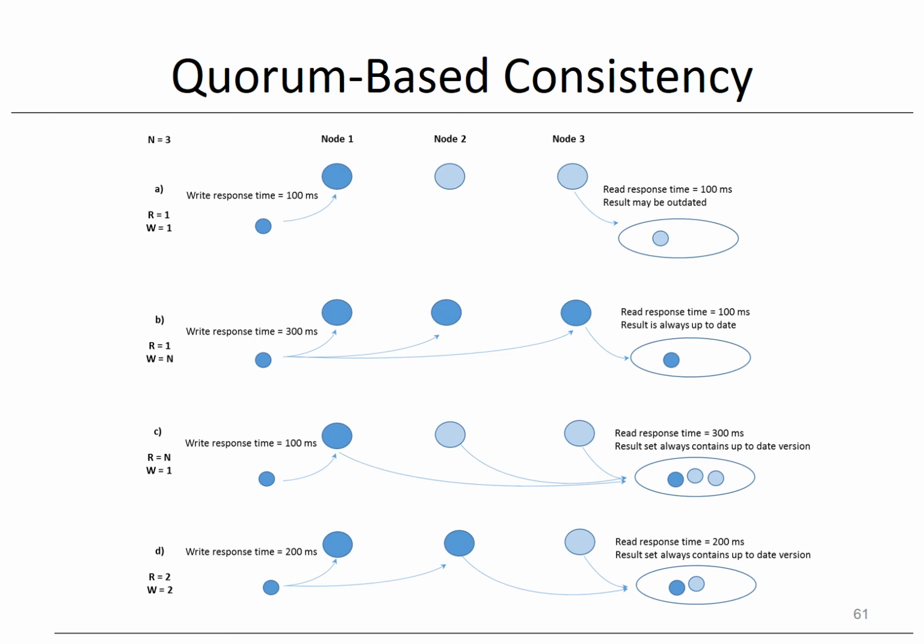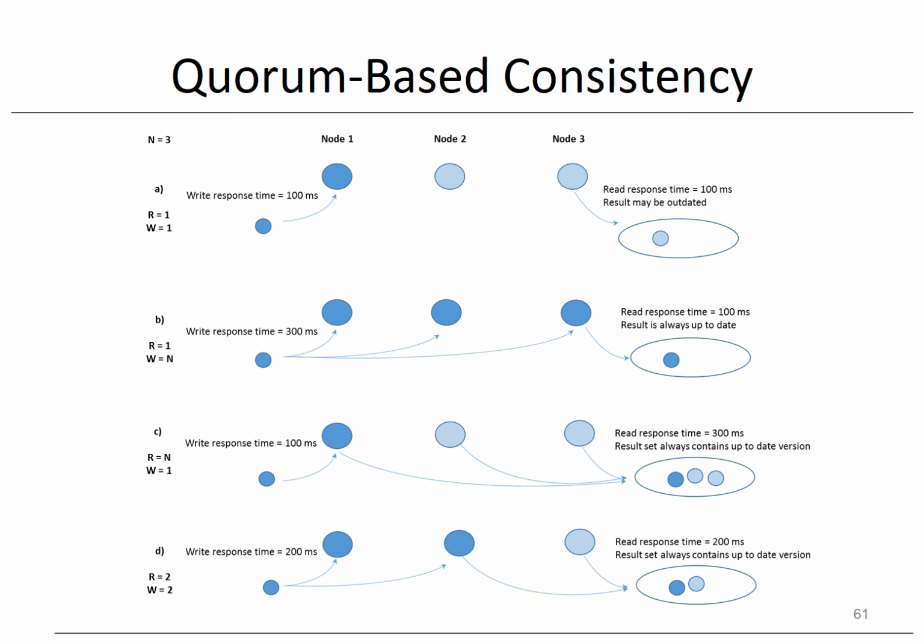Configuration B represents a situation where r equals 1 and w equals n. Now, a write operation is only completed after all 3 nodes receive the updated value. For the slowest responding node, this is after 300 milliseconds, so the write takes much longer than in configuration A.